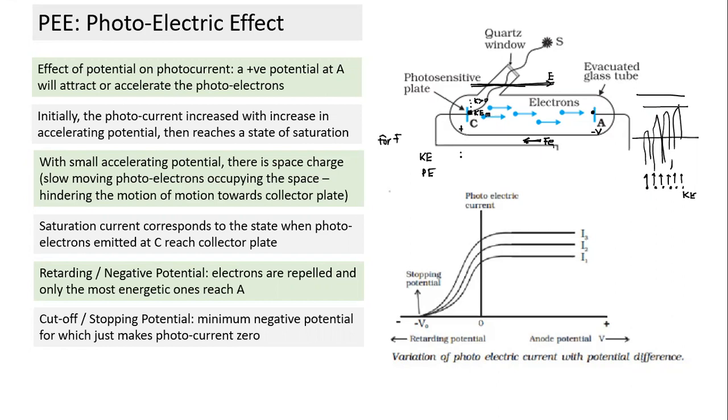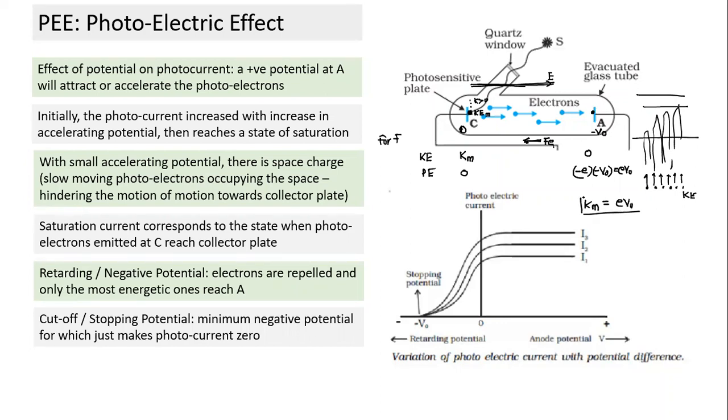What is the kinetic energy here? I can write KE max. This point I take as zero potential, and this point is minus V naught potential. So the potential energy here is charge into potential, zero. At this point it reaches with zero kinetic energy, but potential energy is equal to charge into potential. The charge is minus e, and the potential is minus V naught, so it has eV naught. I equate those two. What do I get here? Maximum kinetic energy is equal to eV naught.